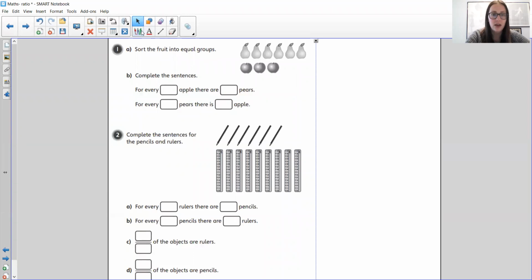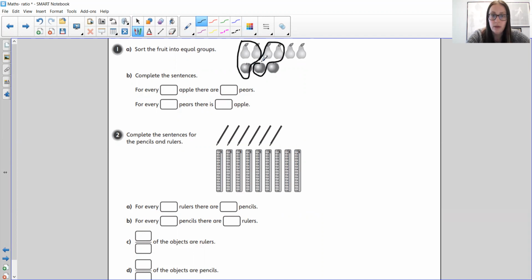Right then, let's go through these. Okay then, so first one is sort the fruit into equal groups. Okay, so I'm going to put 1 apple together with 2 pears, and then this apple is going to have these 2 pears, and then this last apple is going to have these 2 pears. So for every 1 apple, there are 2 pears, and for every 2 pears, there is 1 apple. Because remember, you can write the ratios either way around, doesn't change it.